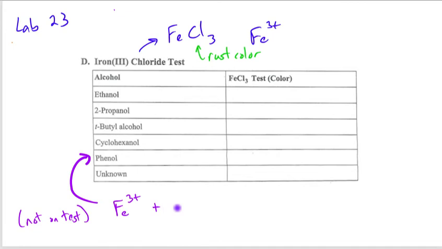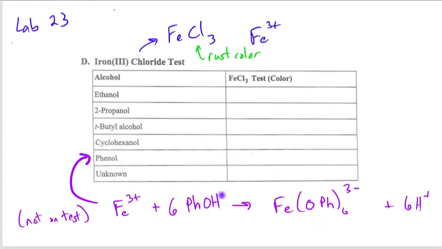What will happen is that 6 of these phenol compounds will bind up with this ferric ion. I won't write out the complete structure, just this kind of shorthand here. It'll take on a -3 charge, plus 6 protons. When the hydrogen gets kicked off, it forms what we call the phenoxide ion, and there are 6 of them in this complex. That's why this gets a total of -6. And then those 6 protons are floating around in solution.